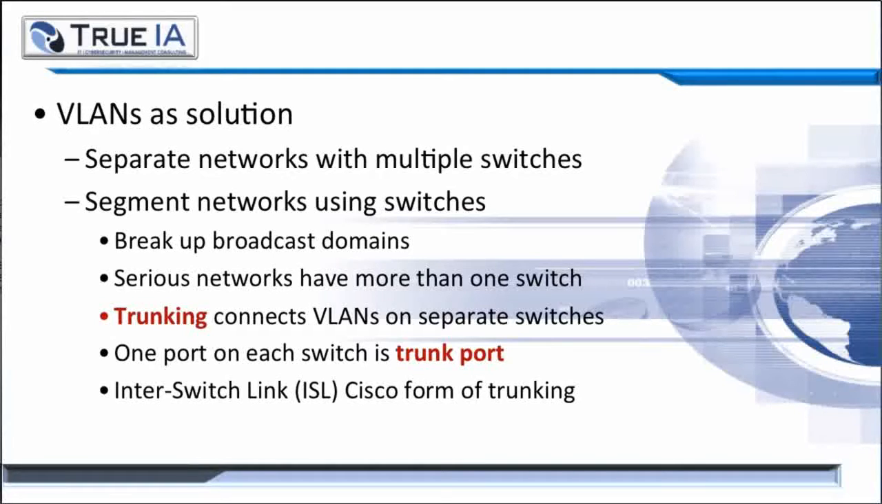So VLANs have become one of the accepted solutions. VLANs separate networks with multiple switches. They segment our networks. They break up the broadcast domains. They do this via trunking. Trunking connects the VLANs on separate switches. You'll have one dedicated port on each switch that is identified as the trunk port. On Cisco devices, this is called the interswitch link.